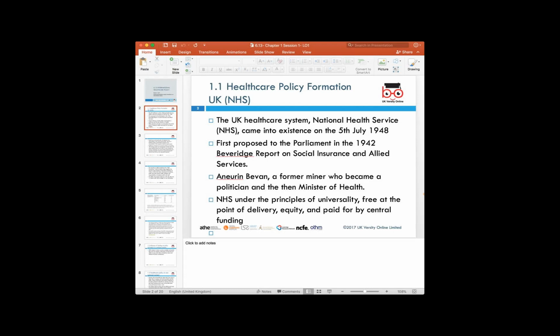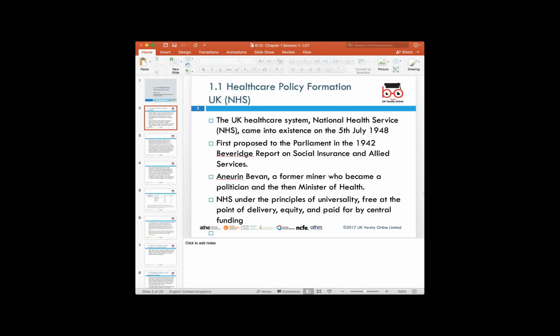Now, health is something which affects all of us, and having a secure system which provides healthcare to one and all, without any sort of discrimination on income levels and things like that, is the basic foundation of the National Health Service.